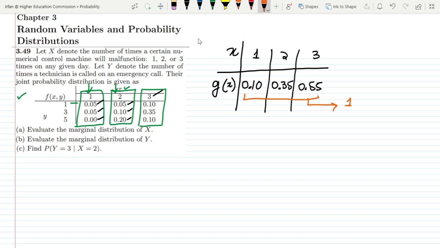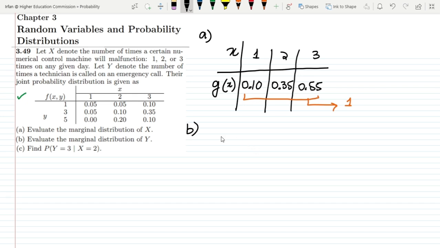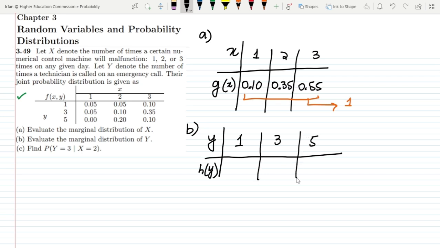That is for x. Okay, so let me remove it and move to part B of our question. In part B, it is asking us to evaluate the marginal distribution of y. So this was A. Now let me move to B. So again, let me have here the different values of y, and let me have here h of y, which is for the marginal distribution of y, and let me put different values of y, which are 1, 3 and 5.